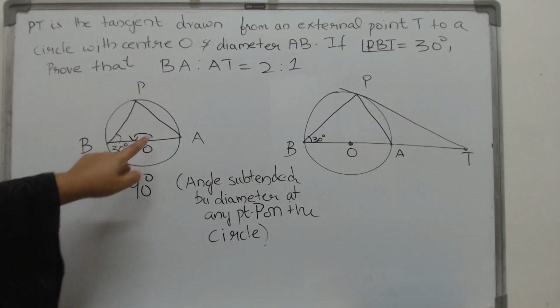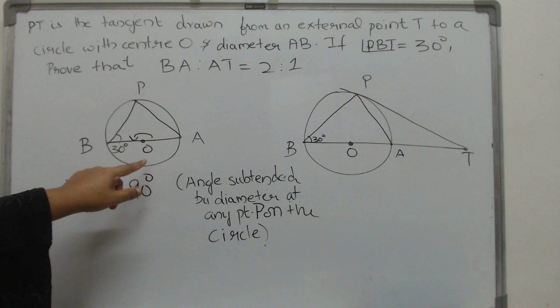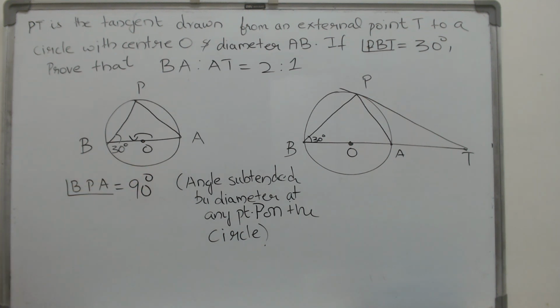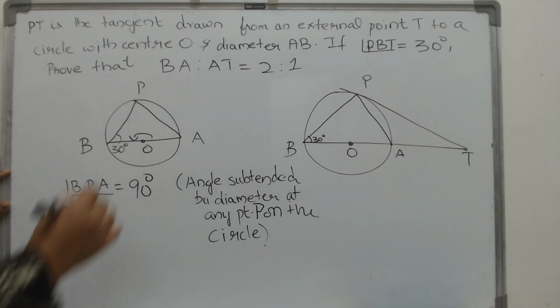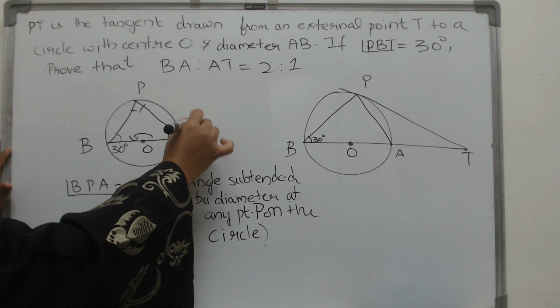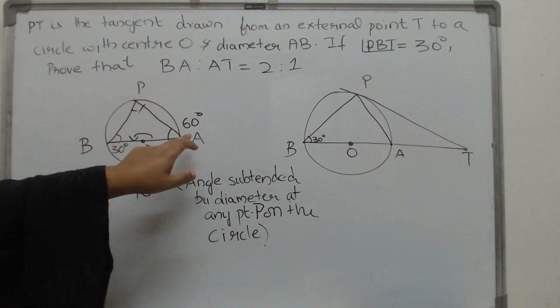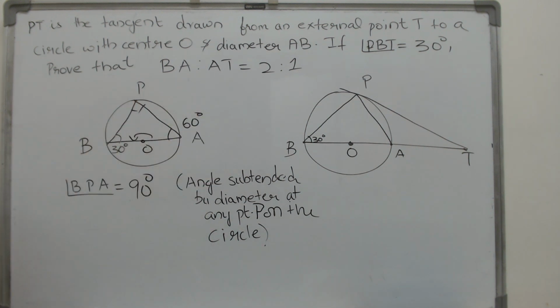So the angle subtended by the diameter at any other point will be half of this angle, or in other words it will be what? 90 degrees. Now if this is 30 and this is 90, what will be the third angle? The sum of the angles of a triangle is 180 degrees, which means 30, 90 and 60. So you have got one angle there.